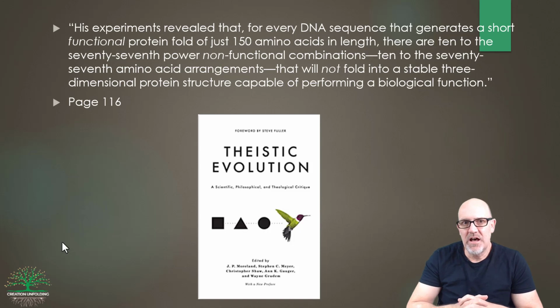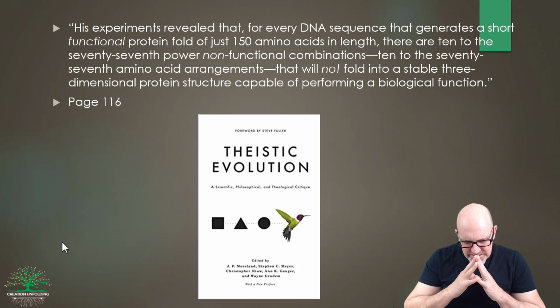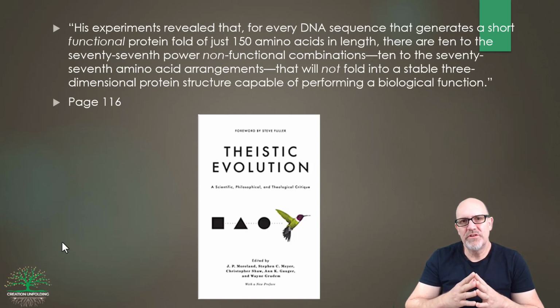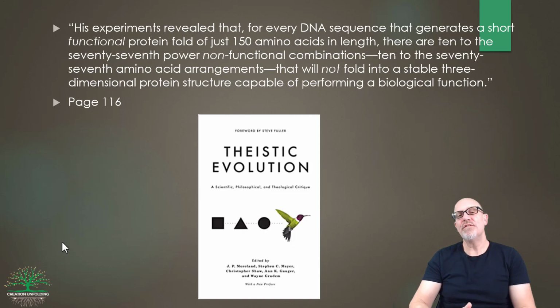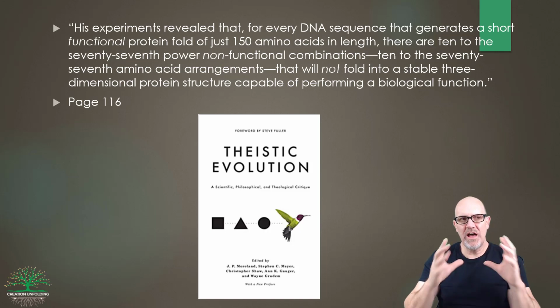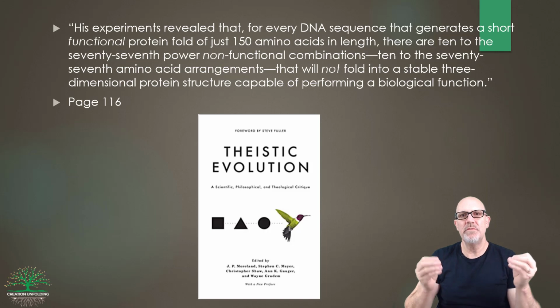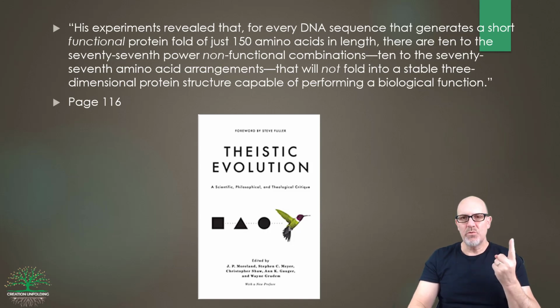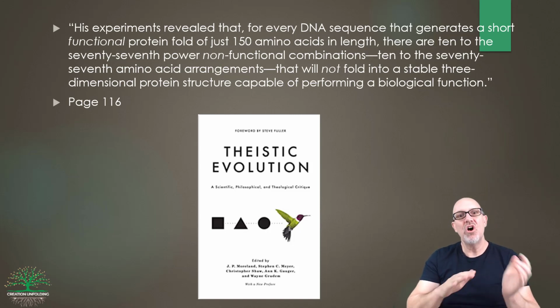Anyway, he says this about getting a functional protein from mutation. Speaking of, I think, Douglas Axe, I'm not quite sure, he says his experiments revealed that for every DNA sequence that generates a short functional protein fold of just 150 amino acids in length, there are 10 to the 77th power non-functional combinations. That's 10 to the 77th amino acid arrangements that will not fold into a stable three-dimensional protein structure capable of performing a biological function. So what he's saying is this: if you have a protein that's 150 amino acids in length, for every one combination that actually produces a functional protein, you have 10 to the 77th power non-functional combinations.